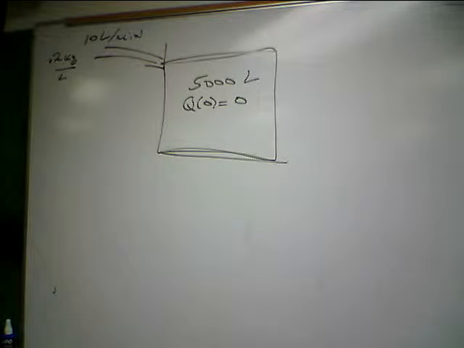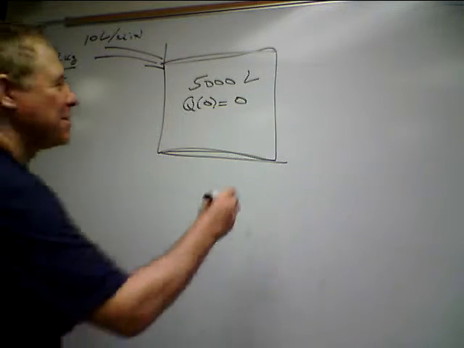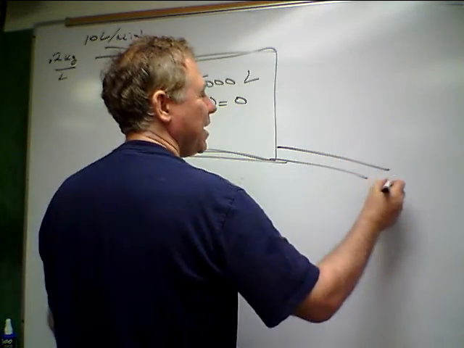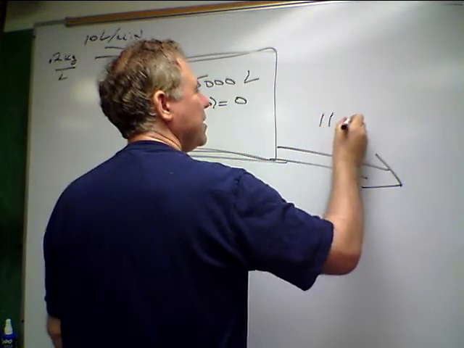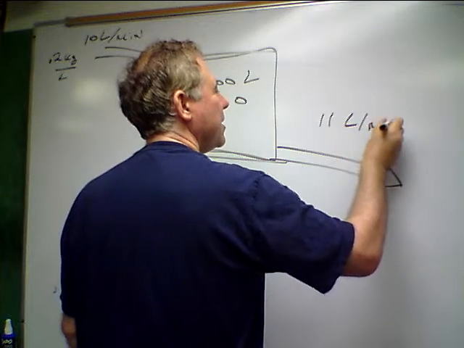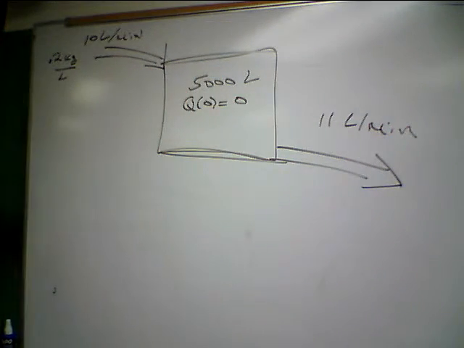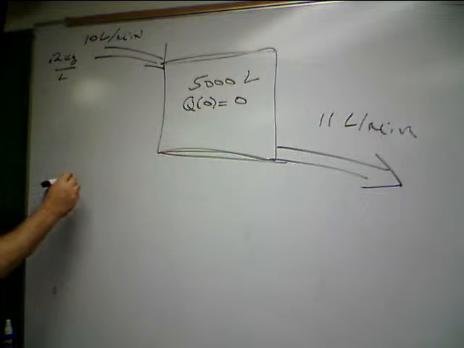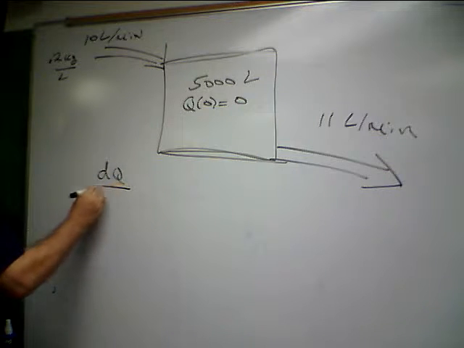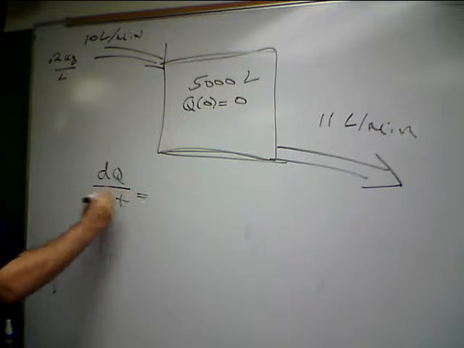11 liters per minute. So now it's draining at 11 liters per minute. Okay, let's see what happens to the differential equation. So we set it up. Again, dq dt is rate in minus rate out.